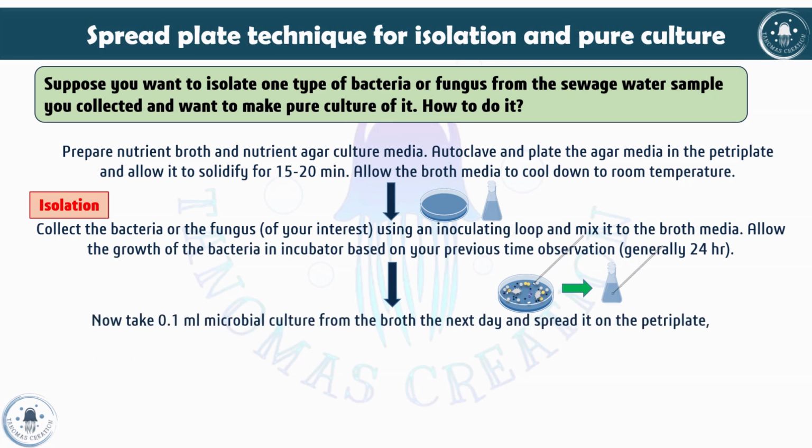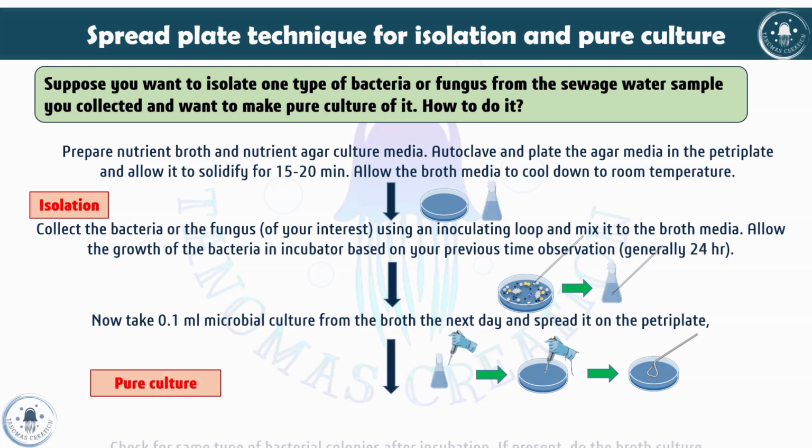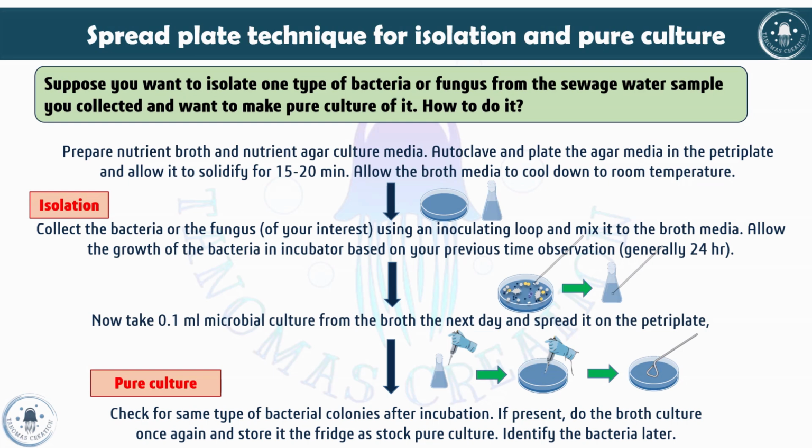Next, you take 0.1 ml of microbial culture from that particular plate the next day and spread it on the petri plate, as shown in this picture. You spread it till it gets completely absorbed. Now this will become your pure culture. If you find the same types of colonies growing on your plate, this is the pure culture of that particular colony that you have taken from the previous main plate.